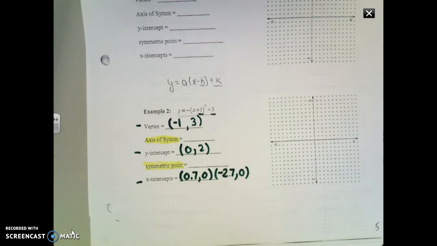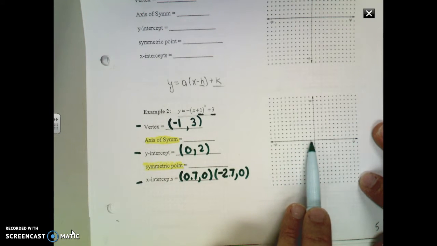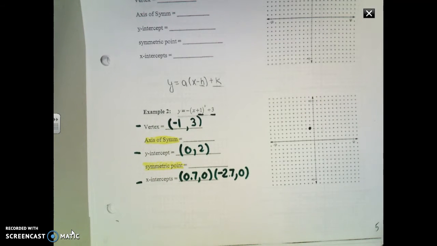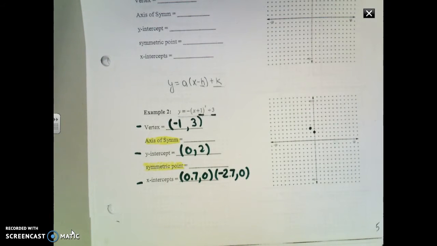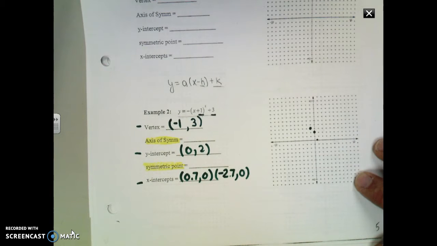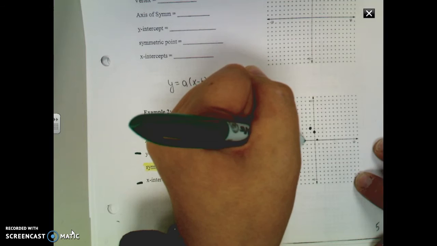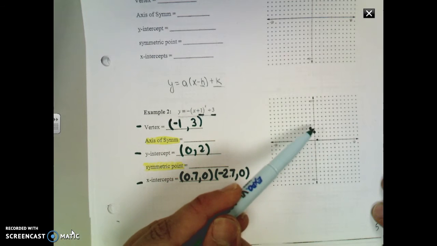At this point, I want to go ahead and plot and take a look at what we're looking at. So the vertex, -1 comma 3, means I'm going to go over to the left 1, and I'm going to go up 3. So my vertex point is right there. My y-intercept is going to be 0 comma 2. So from the origin, I'm just going to go up 2, and there's my y-intercept. My x-intercept is going to be 0.7, so that's going to be basically almost to 1, but not quite. And then my other x-intercept is going to be -2.7, which is just about at 3, but not quite.